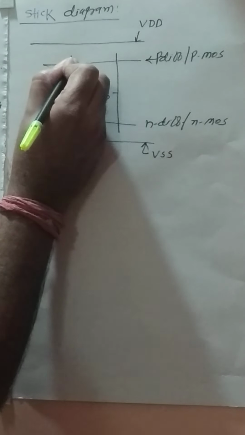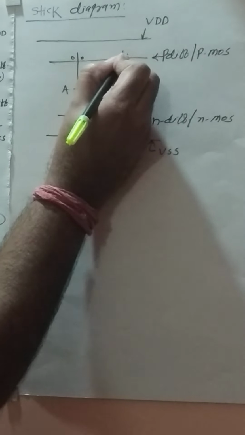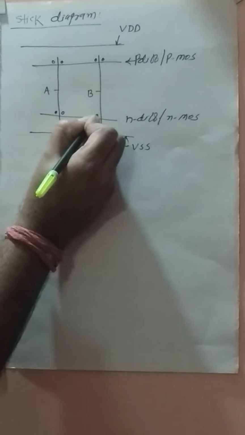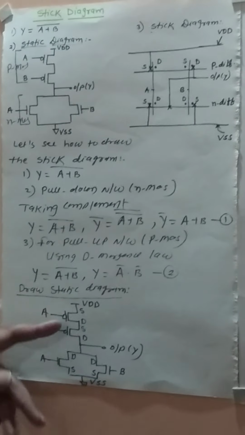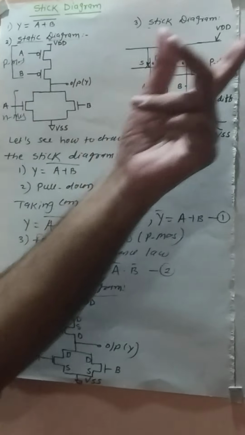The upper side is PMOS or P diffusion. So we can write source here or drain here, either drain here or source here. So again this is for source and drain. In case of NMOS, we can again write the source here or drain here. Again drain and source here. Okay. Now let us draw the stick diagram using the static diagram.